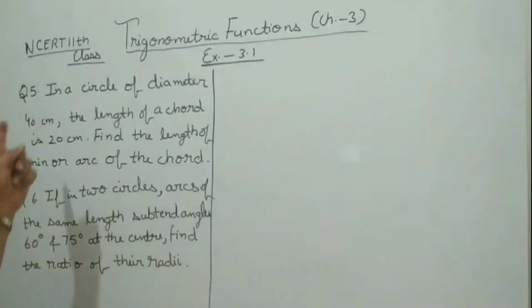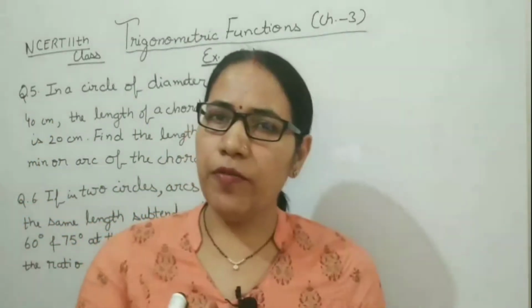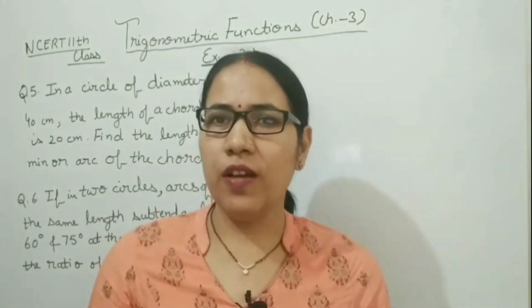Now question number 5 is: in a circle of diameter 40 centimeter, the length of a chord is 20 centimeter. Find the length of the minor arc of the chord. In language questions, first read out your question and then simply write down what is given and what we have to find out. Then your question becomes simpler.